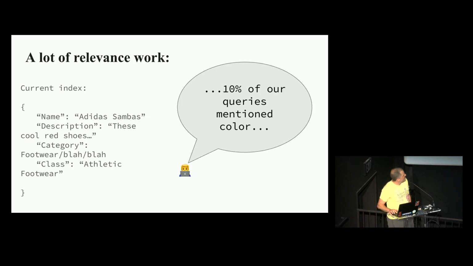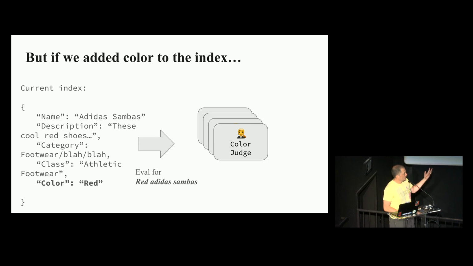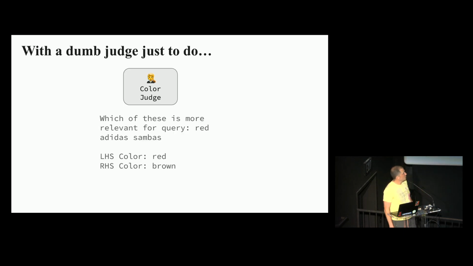So yeah, these are the original features. And so what does this enable us to do? And I may be super early. You guys may be lucky. This allows us to do something like, we have our PM notices 10% of queries mention color. So what do we do? We have some eval for red Adidas Sambas, and we only get a certain level of accuracy compared to the human eval. It's only a certain level of agreement. We can add the color as part of the document, or we pull it in from some other system. Somehow we know the color of the thing, and we can now use this to build a judge. This is maybe the judge. Which of these is more relevant for the query? Red Adidas Sambas, left-hand side color, right-hand side color, brown, and it will spit out left-hand side, right-hand side.